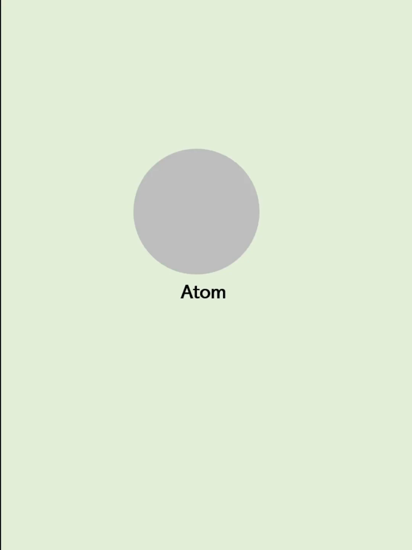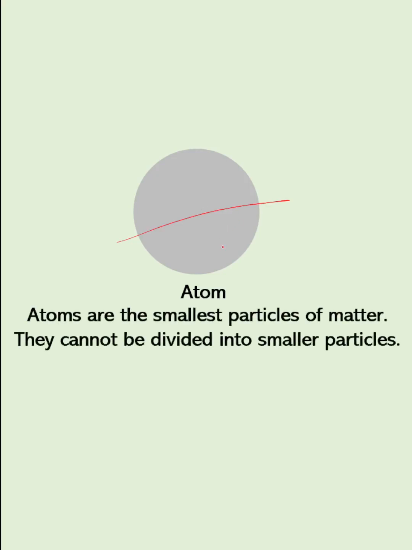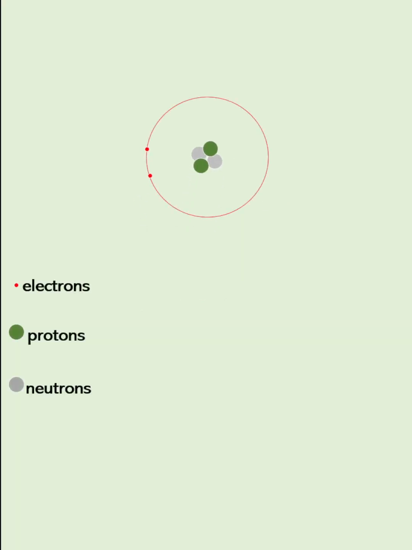Now, again, he thought of atoms as something like this. So I cannot divide this atom into smaller particles. But of course, we now know that this is not true. We can still divide atoms into its parts, and these are your electrons, protons, and neutrons. So we also call these particles the subatomic particles of an atom.